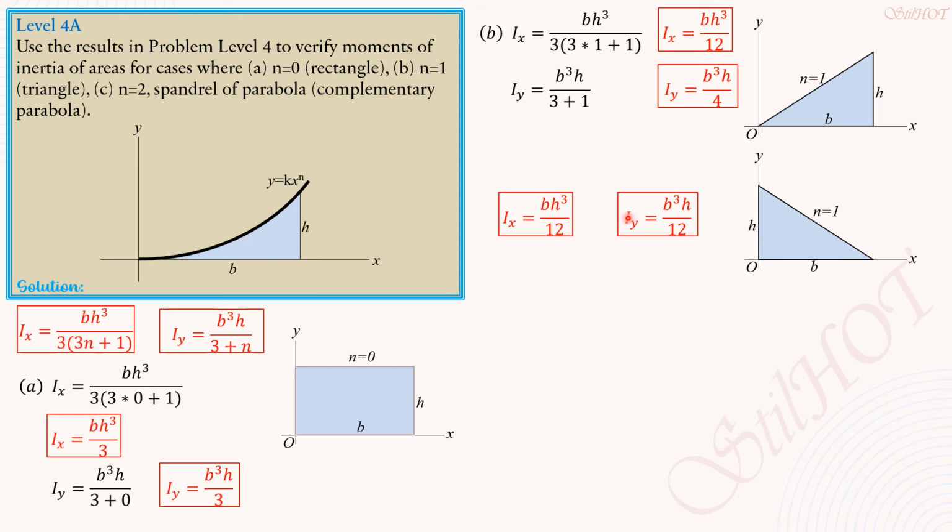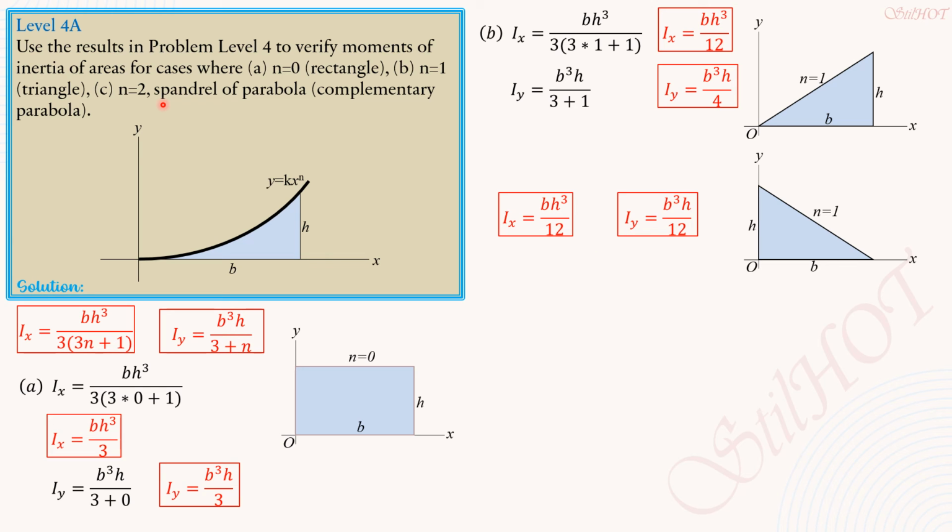Iy is b cubed h over 12, same as that, because this is the moment of inertia of a triangle with respect to the base, bh cubed over 12. So with respect to the y-axis, it is also the same triangle that is oriented. The base is now h and the height is b, so b cubed h over 12, like that.